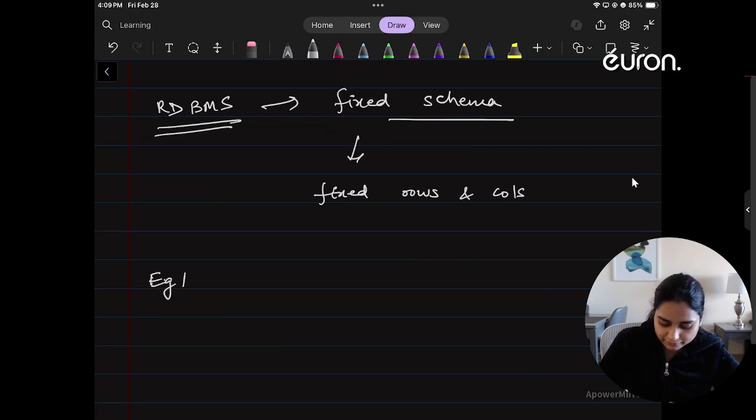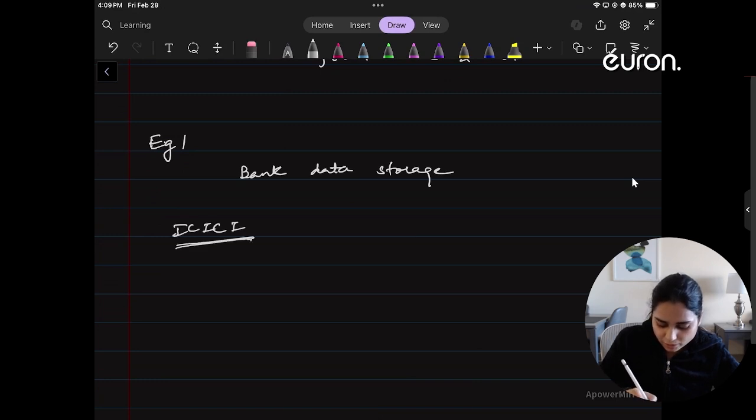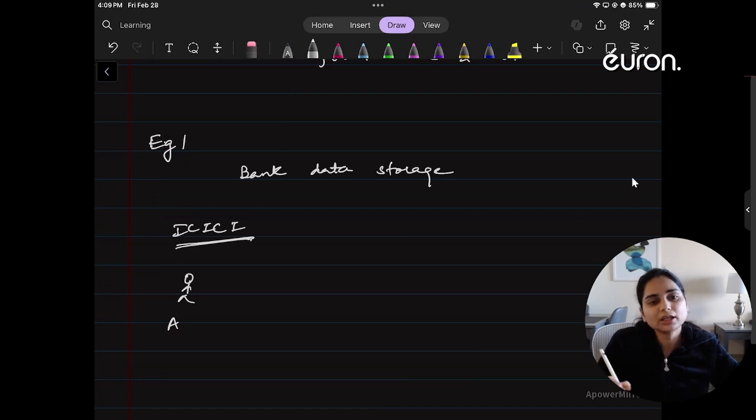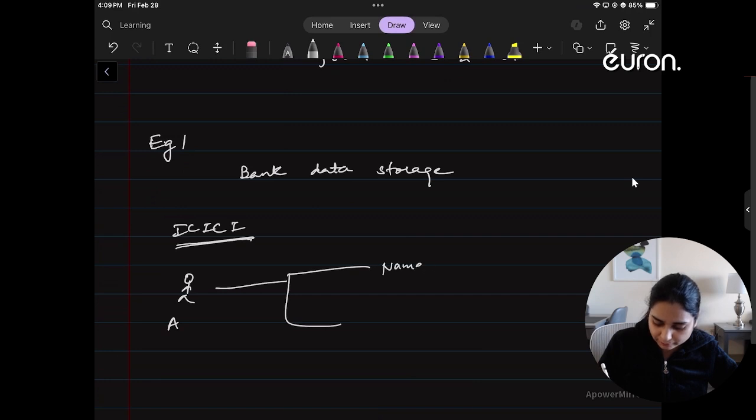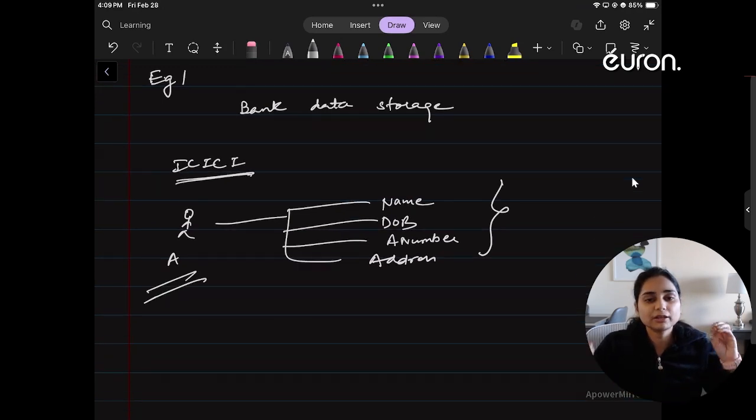Now I'll take one example here. Let's take the example of your bank storage. Let us say that we are talking about a bank, ICICI. Now here we have a user A. When this user A is opening his account, we are going to ask him for certain information like your name, DOB, your Aadhaar number, your address, something like this. These details are something that any customer coming in needs to provide. And if this information is available to us, then only we can open their account.